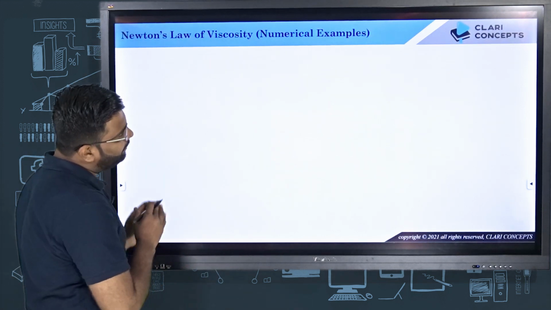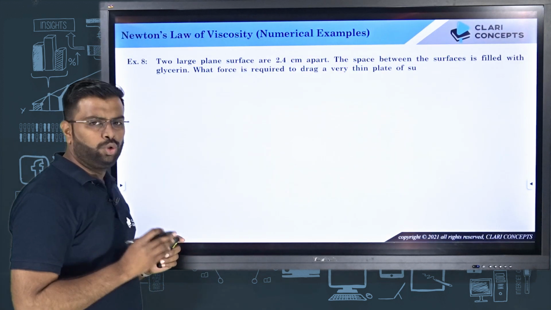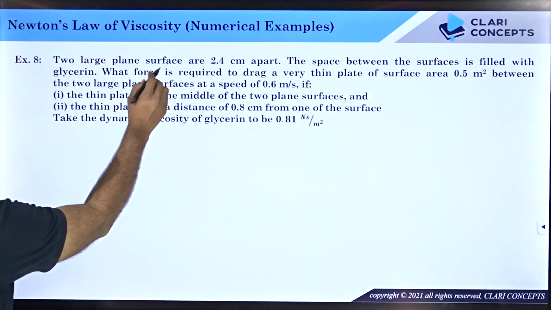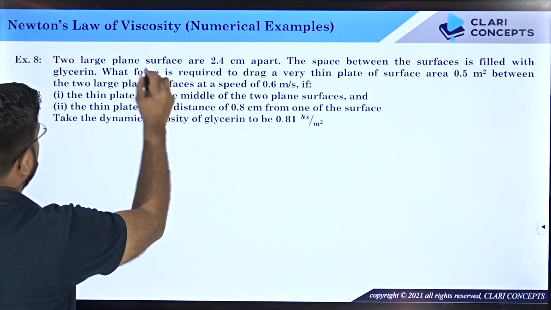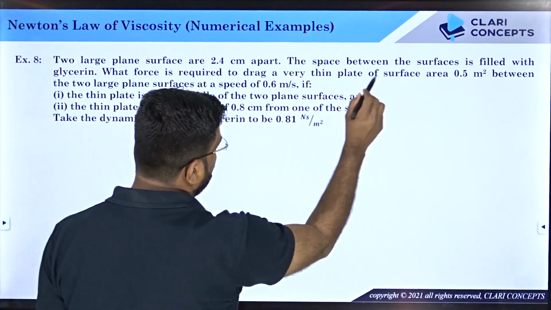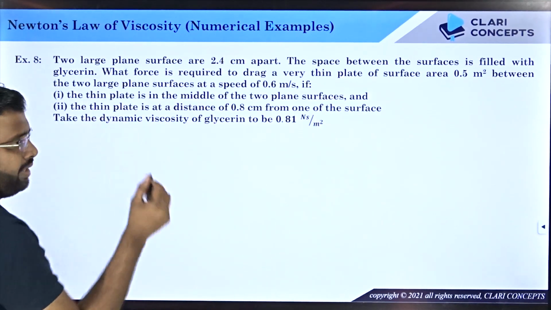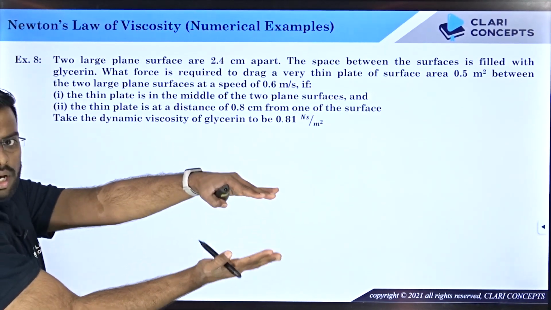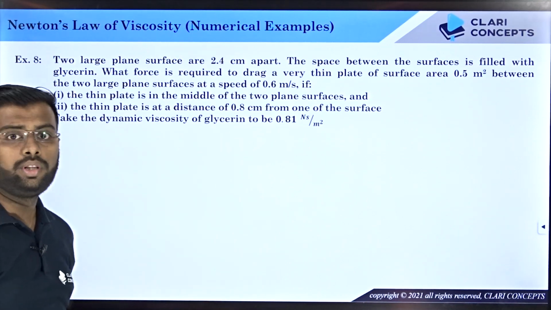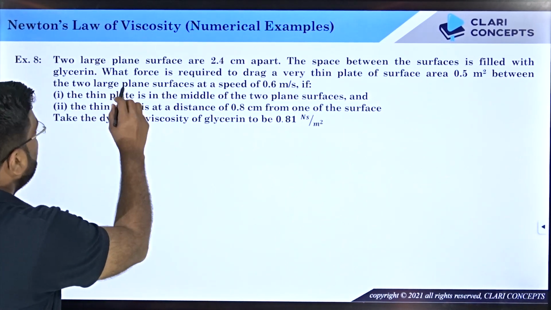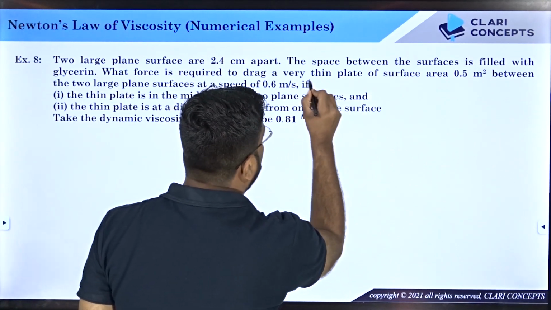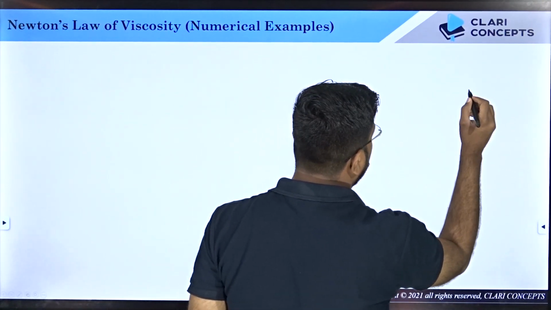We will continue our series on Newton's law of viscosity and the numerical examples. This numerical example is a little tricky, and I would request you to pay close attention. I have two large plane surfaces, 2.5 centimeter apart. The space between the surfaces is filled with glycerin. What force is required to drag a very thin plate of surface area 0.5 meters square?